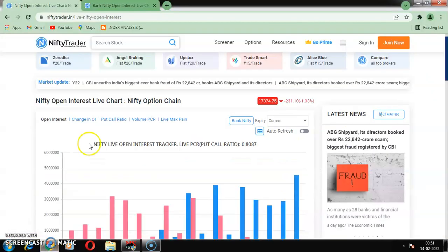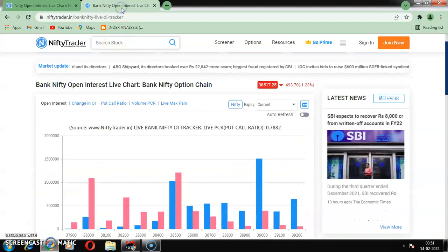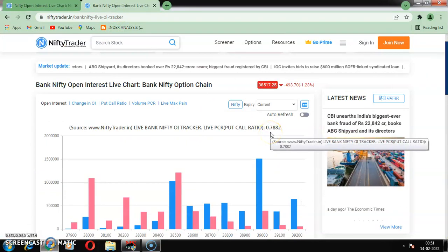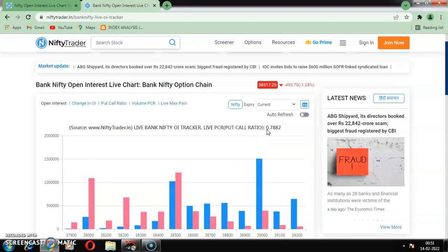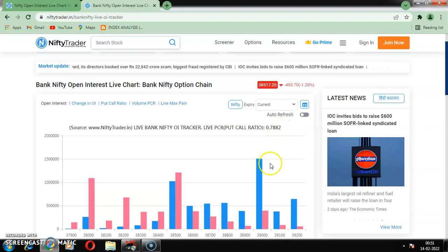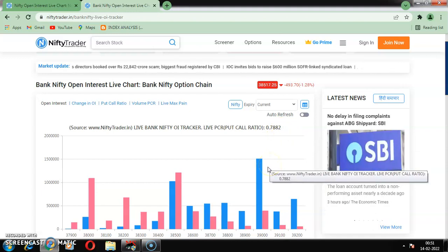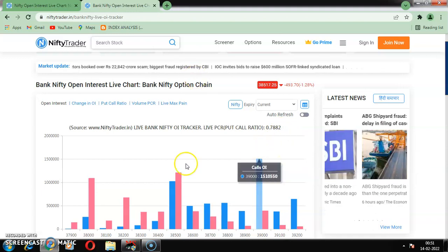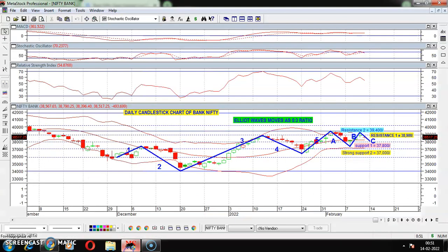Now, let me check with that. That is called PCR. What the PCR says, you see, this is the Bank Nifty PCR. Bank Nifty PCR is also below 1. You see, Bank Nifty PCR is 0.7882. That means below 1. Below 1 means there is more call writing happening than put writing. So as far as the PCR part is concerned, this is negative. As far as the stochastic part is concerned, this is negative.